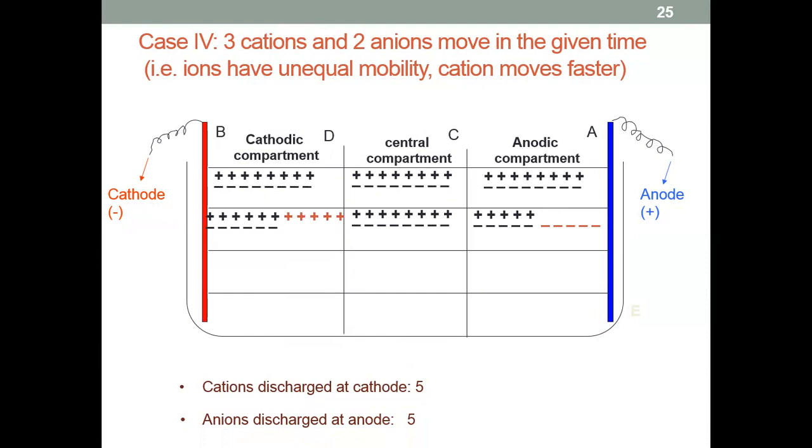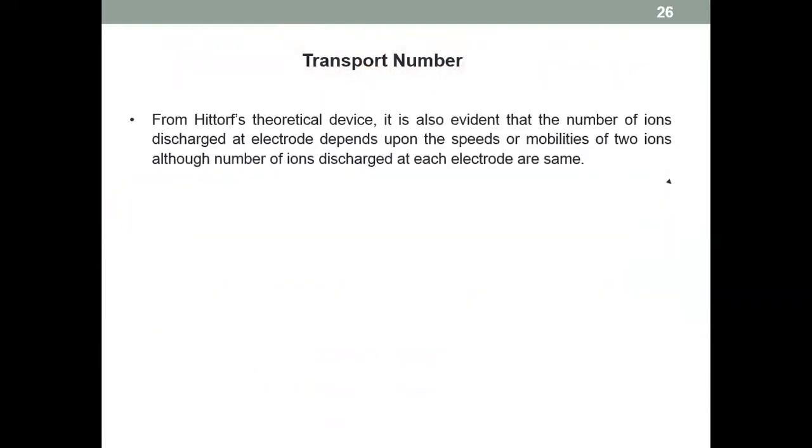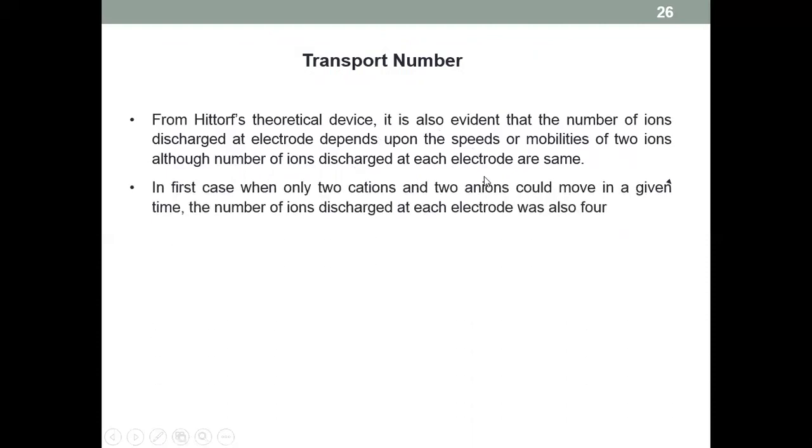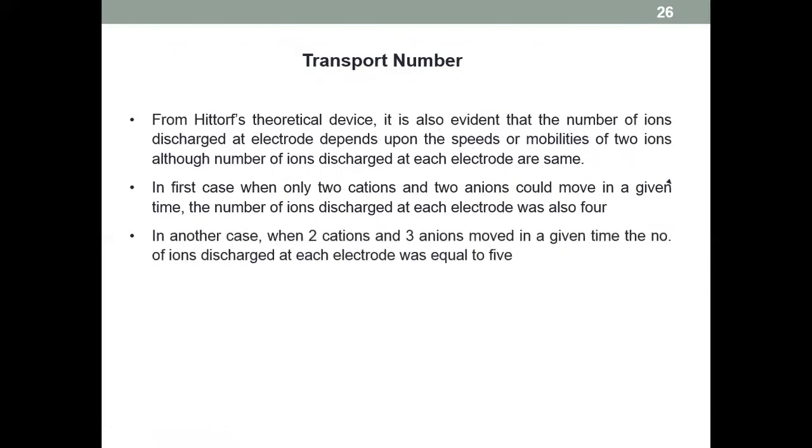All right. So this is Hittorf's theoretical device. Now we look at the transport number, a new definition from here, a new parameter to define the speed of the cations and anions in the solution. So from Hittorf's theoretical device, we know that even if their mobilities are different, the number of ions discharged at each electrode are the same, right? And these can simply be found by addition of how many cations and anions move. Those will be the number of ions discharged at that electrode. So that's the outcome of these. For example, if 2 cations and 3 anions move in a given case, a total of 5 cations and 5 anions will be discharged at the respective cathode and anode.